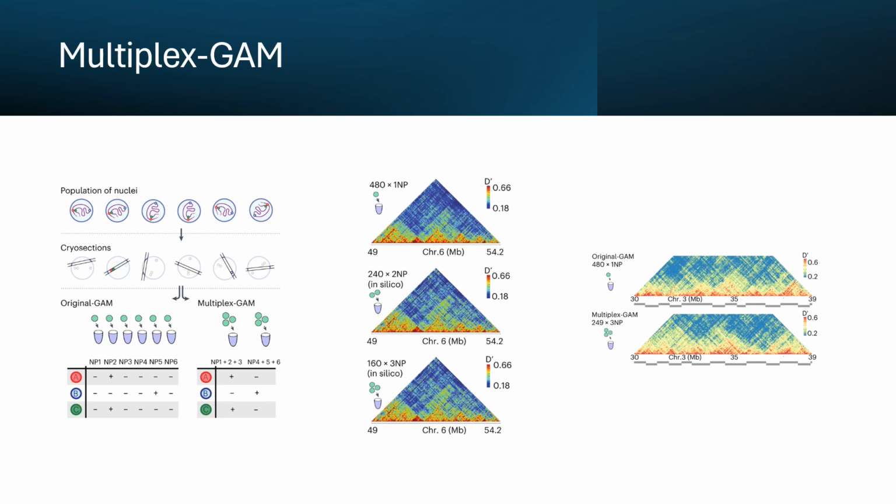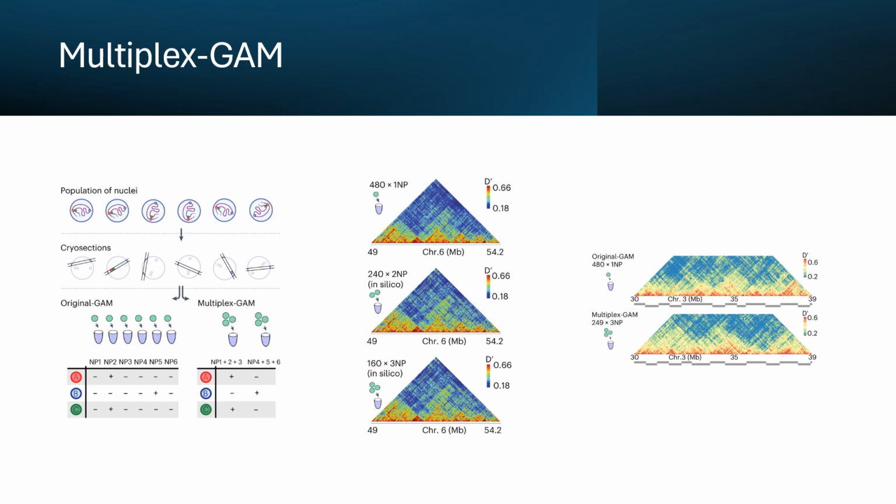In the original GAM experiment, thin slices from individual nuclei are isolated by cryosection and laser microdissection before the DNA content of each slice is determined by next-generation sequencing. The multiplex-GAM is an improved version of GAM. In this variant of GAM, multiple independent nuclear profiles can be added into a single tube and then sequenced together. It can cut down on both labor and reagent costs.